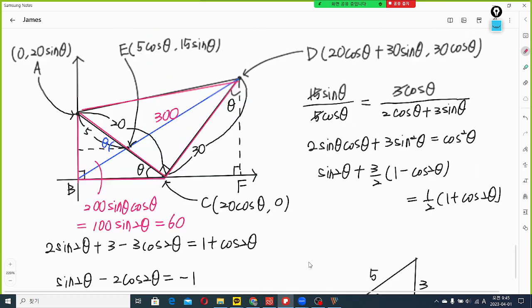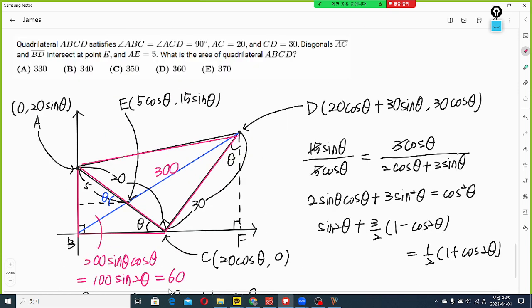So now, what's the total area of this quadrilateral? Can you find the option? The total area is the two triangles, so add the triangles' areas. 300 plus, what was the other triangle? 60. Yep, 360 is the answer.